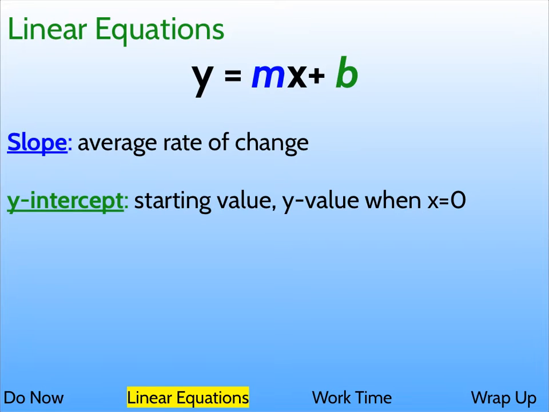Okay, so today we're going to be talking about linear equations. And the way that you usually see linear equations is written in this form, y equals mx plus b. The important thing to remember here is that m stands for the slope, which is also known as the average rate of change. It's the way you might have heard of it in your algebra class. And b is the y-intercept.